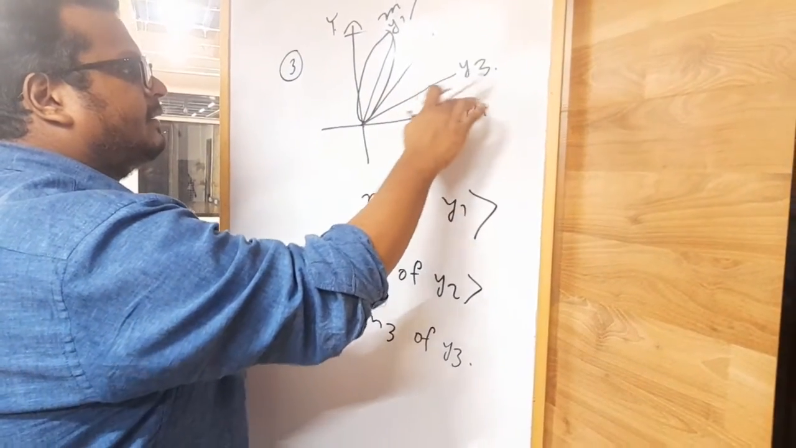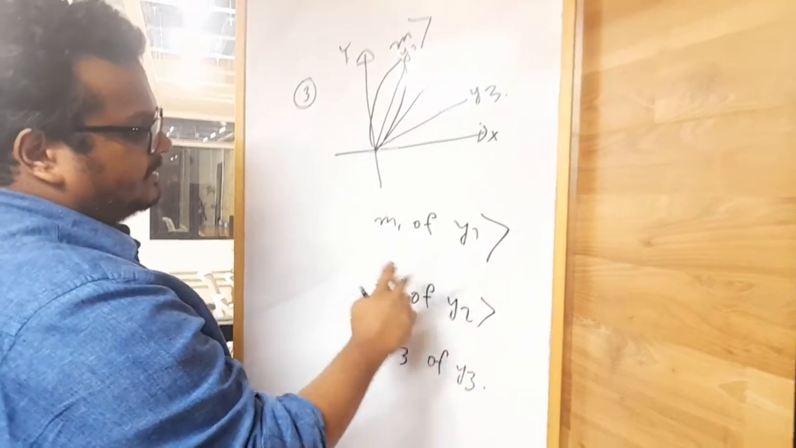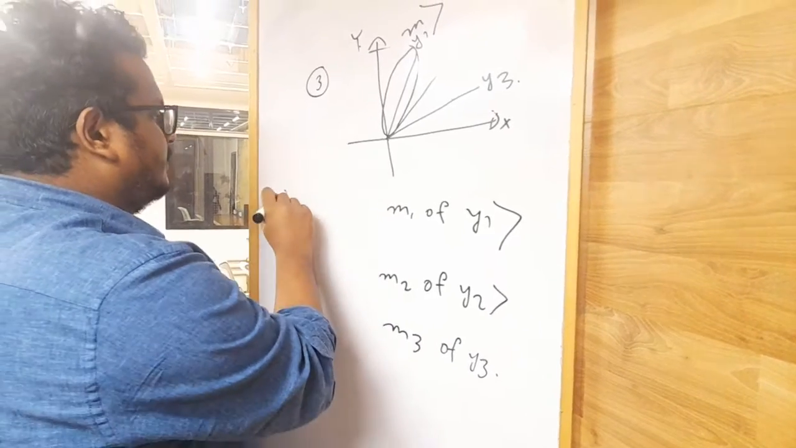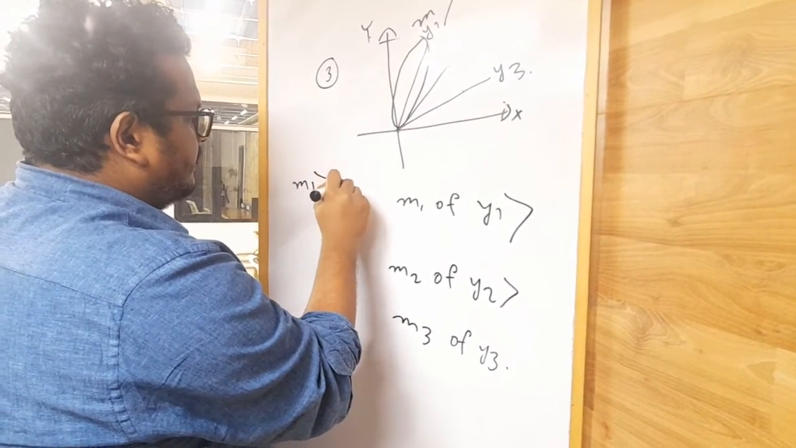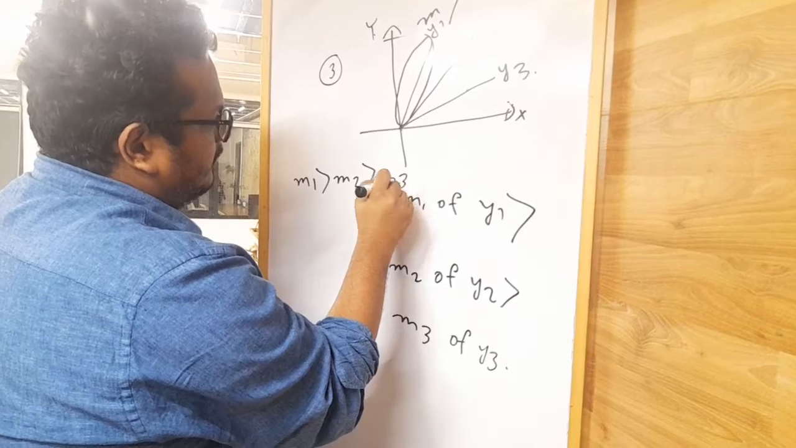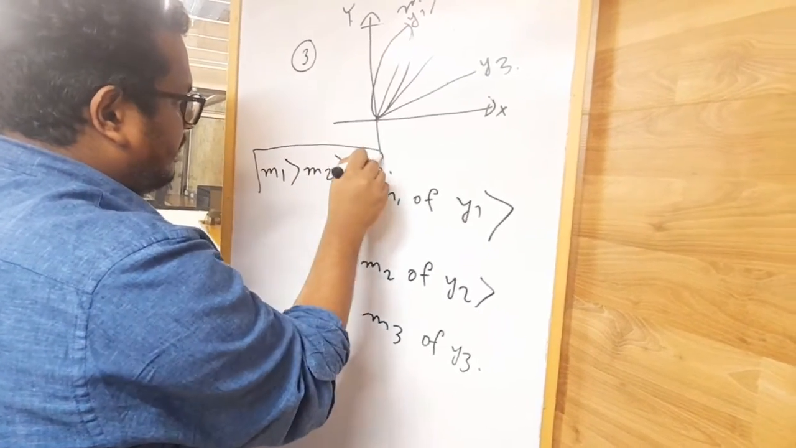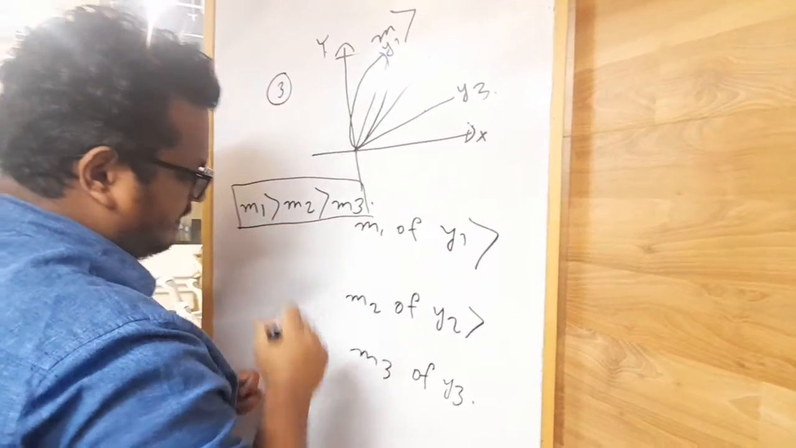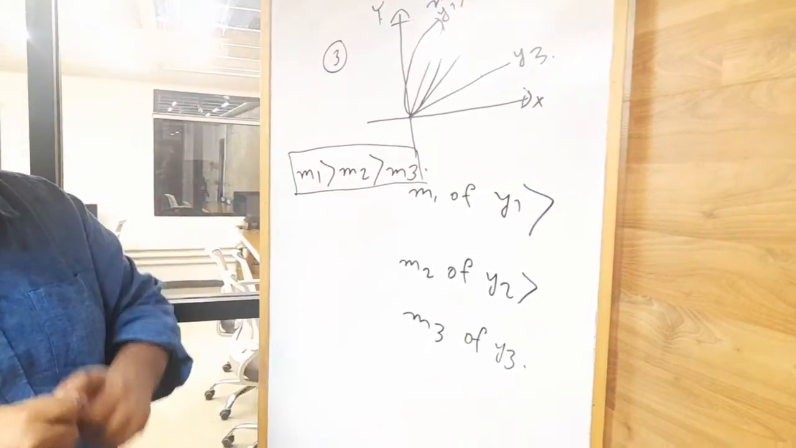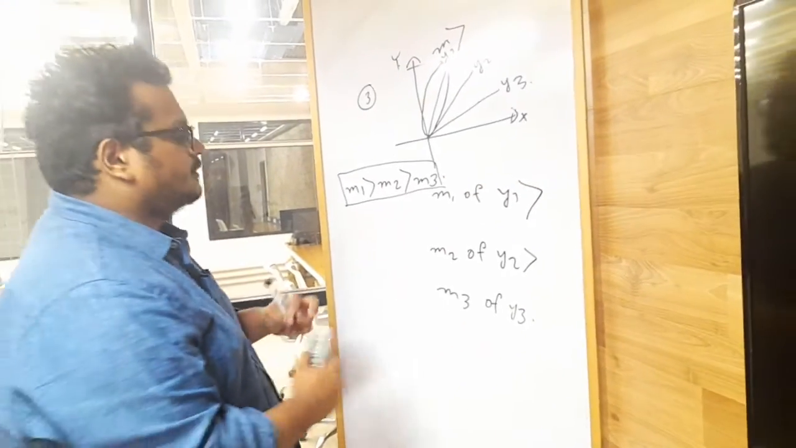So basically m1 is greater than m2, which is greater than m3. Remember, this is also required for SAT. Now the fourth concept.